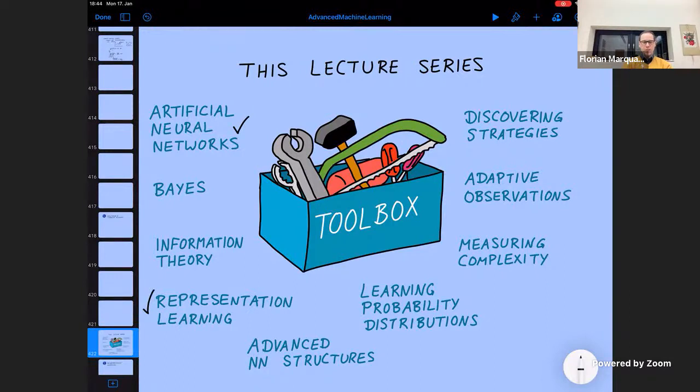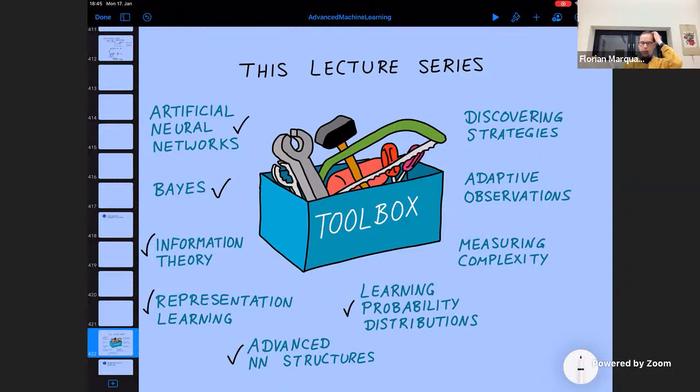We then more generally went to discuss probability. So we said that Bayes is the best way to update your information about the world. We went through the mathematics of information theory, entropy, and Kullback-Leibler divergence, and so on. And then we said, how do we learn probability distributions like Boltzmann machines or variational autoencoders? And then the last relatively long chapter was spent with looking at advanced neural network structures, like graph neural networks or transformers, this kind of thing.